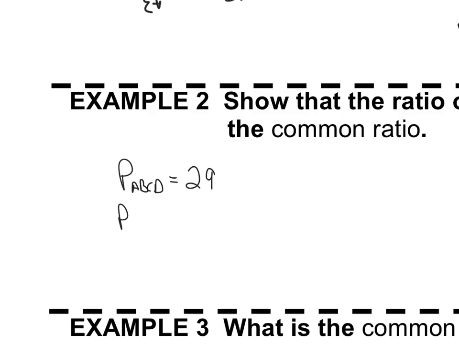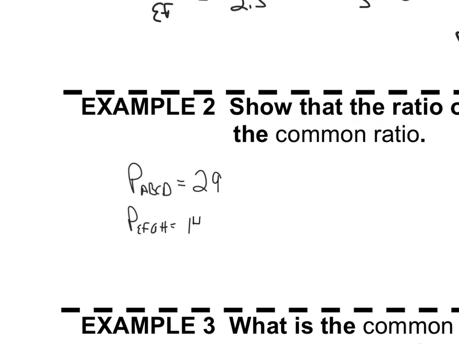Then I'm going to find the perimeter of the other one, which is EFGH. So let's add all those sides up. It's going to be 5 plus 4 is 9, plus 3 is 12, plus 2.5 would be 14.5. And now I'm going to set up the ratio like I did last time, the big over the small. And 29 divided by 14.5 is again 2. So we have our answer.